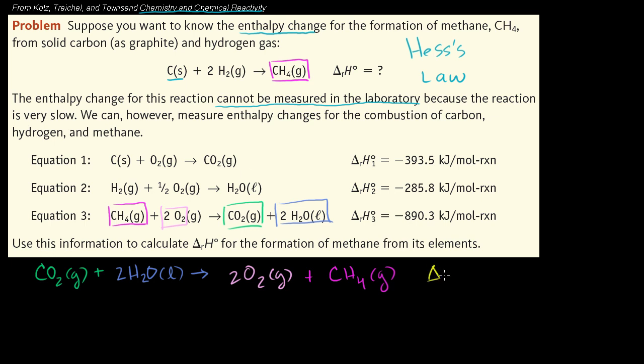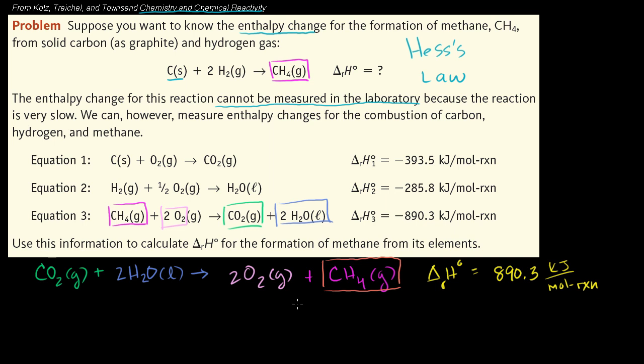So the delta H of this reaction right here is going to be the reverse of this. So it's positive 890.3 kilojoules per mole of the reaction. All I did is I reversed the order of this reaction right there. The good thing about this is I now have something that at least ends up with what we eventually want to end up with. This is where we want to get eventually.